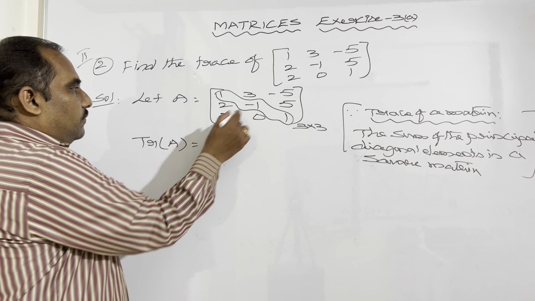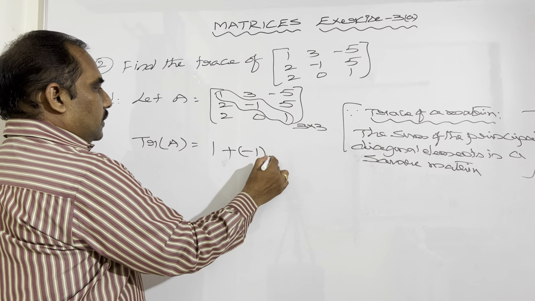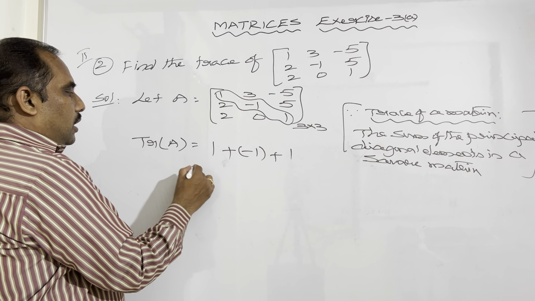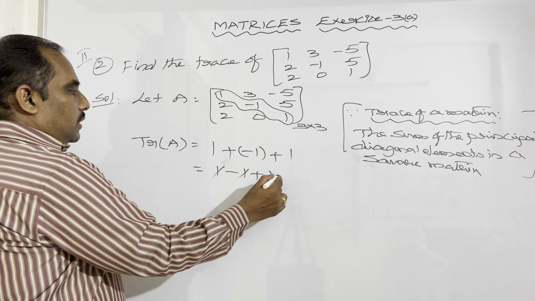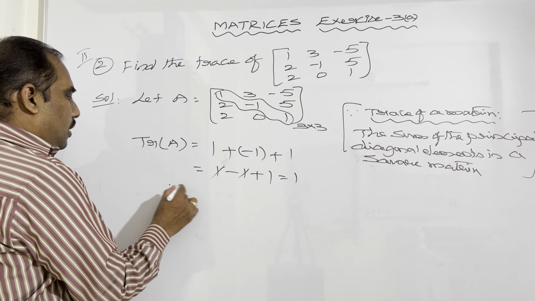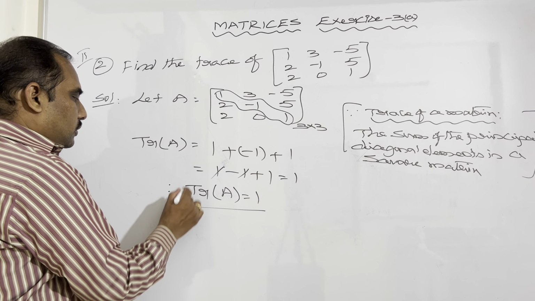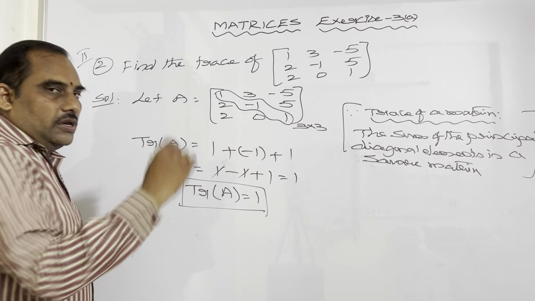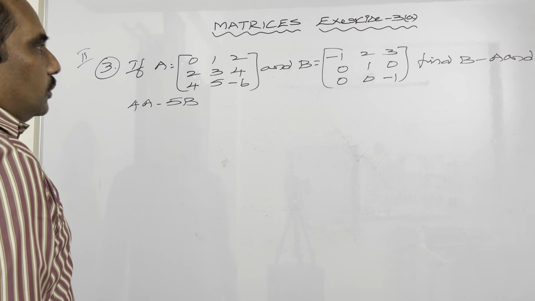Now trace of A is equal to 1 plus minus 1 plus 1, which becomes 1 minus 1 plus 1. So plus 1 minus 1 gets cancelled, which is equal to 1. Therefore trace of A is equal to 1. So like this we can find the trace of any square matrix. Next, the third problem in section 2.